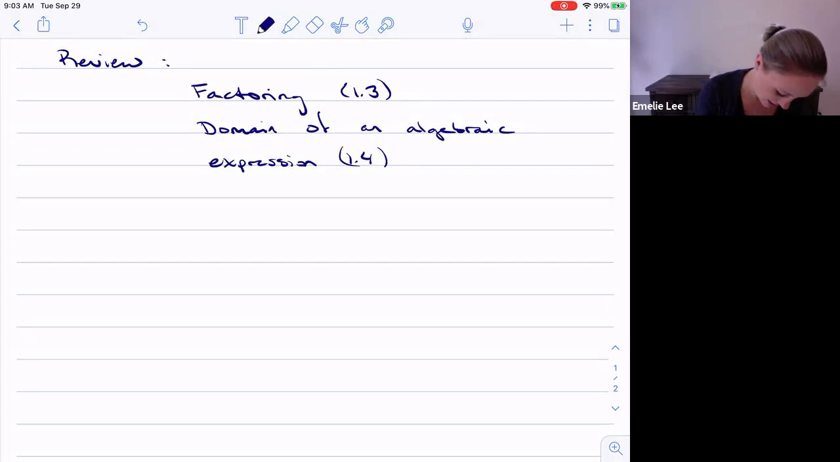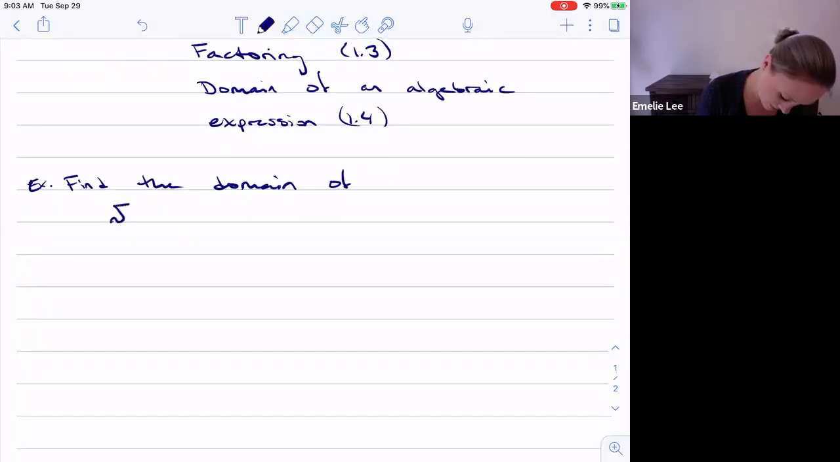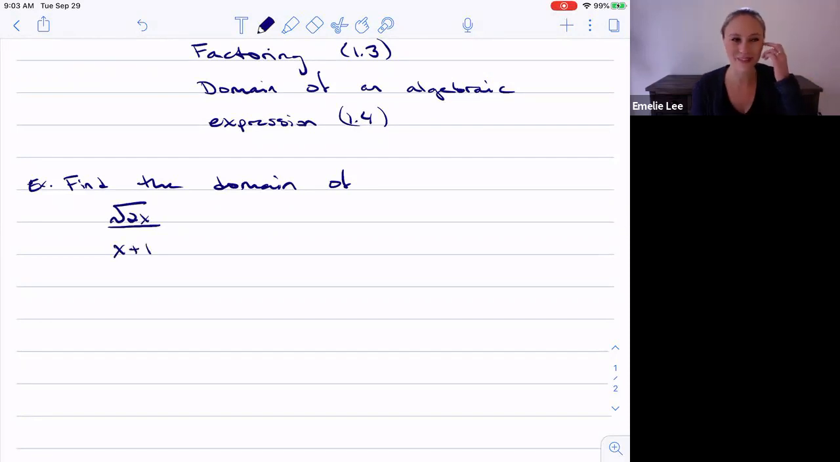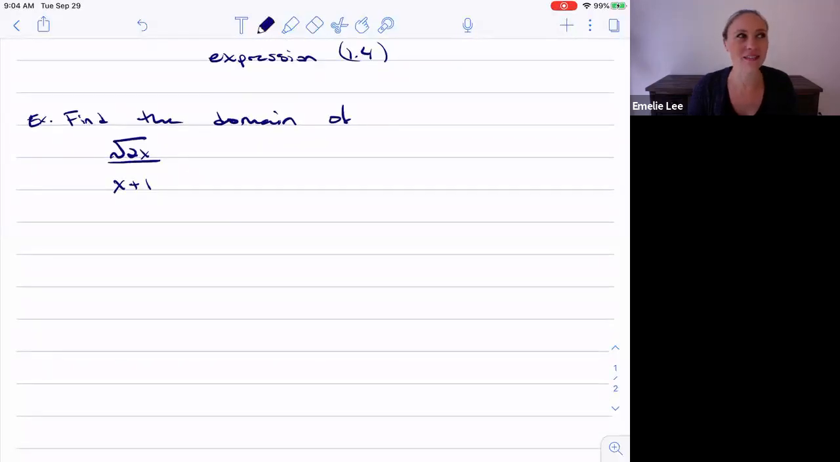So what I'm going to do, as part of our review, is find the domain of the root of 2x over x plus 1. We did this one last day, but I'm not quite awake yet to think of a clever example, so that's okay. Because there's a risk when you make up examples that it really doesn't work out. And that would be really bad.